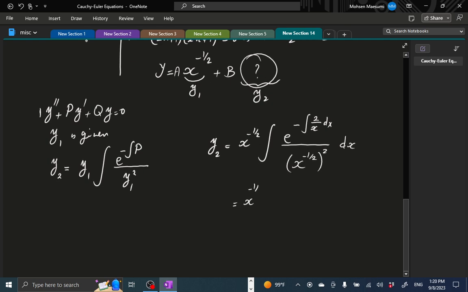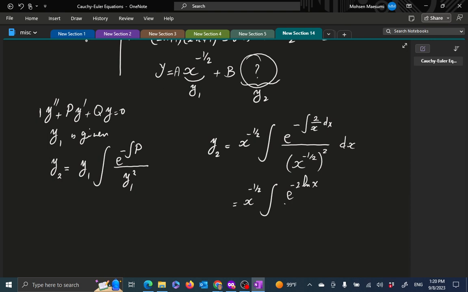So x to power of minus a half times the integral of this one, of course, this is exponential of minus 2 logarithm of x. We don't need to worry about our constant here. We could put it, but you don't need it. x to power of minus 1/2 to power of 2 is going to be, of course, x to power of minus 1, and then dx.